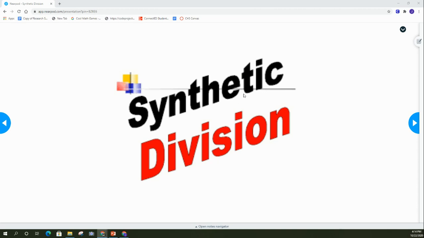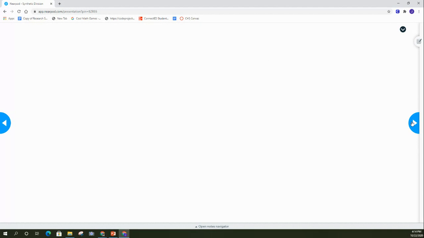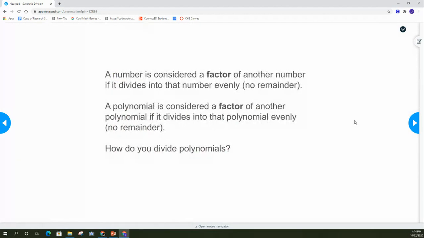All right, today we're going to learn about synthetic division, which is a way to determine if something is a factor of a polynomial. So, quickly review: a number is considered a factor of another number if it divides into that number evenly, so there's no remainder. Like 3 is a factor of 24 because 24 divided by 3 is 8 with no remainder. The other factor would be 8. So 3 and 8 are factors of 24.